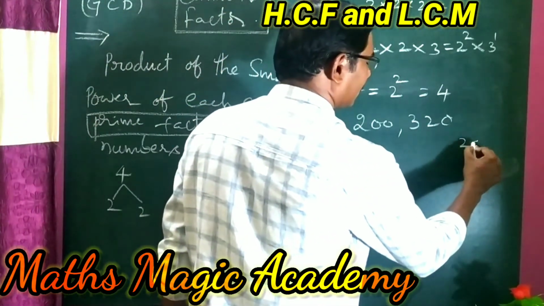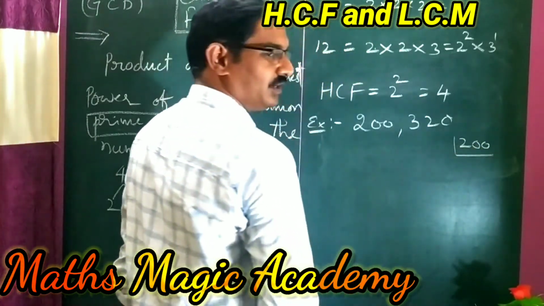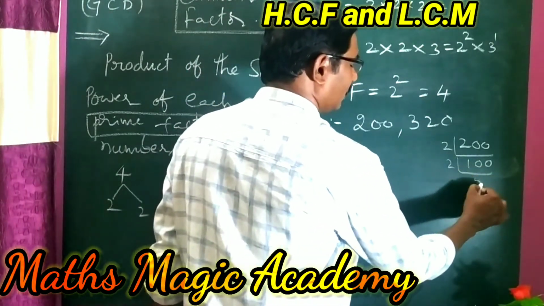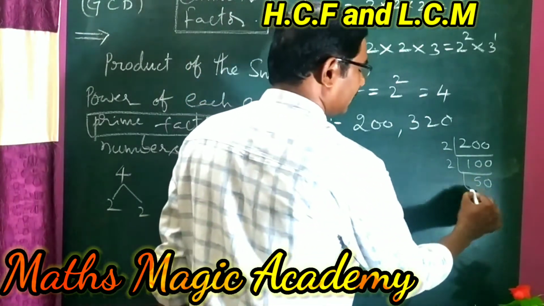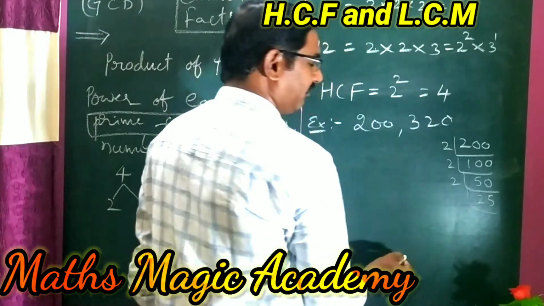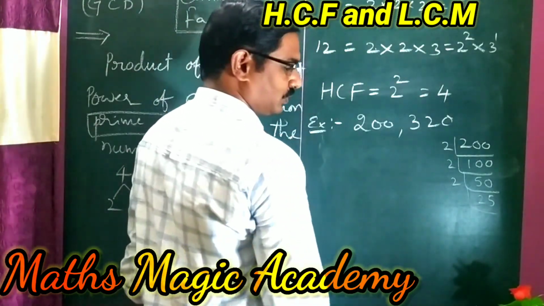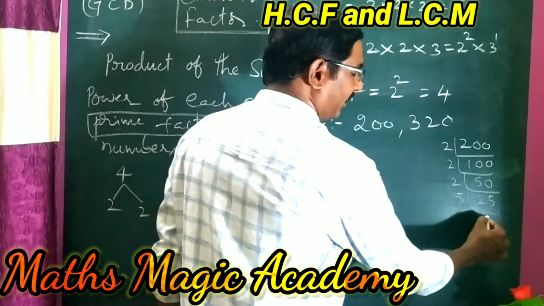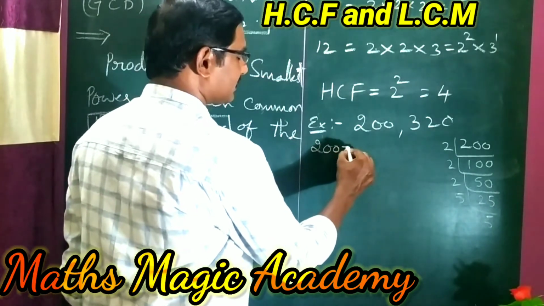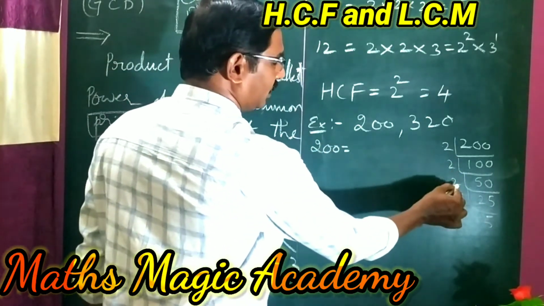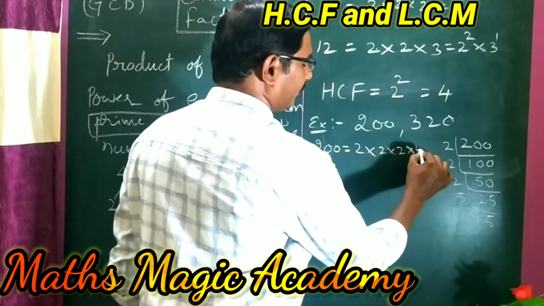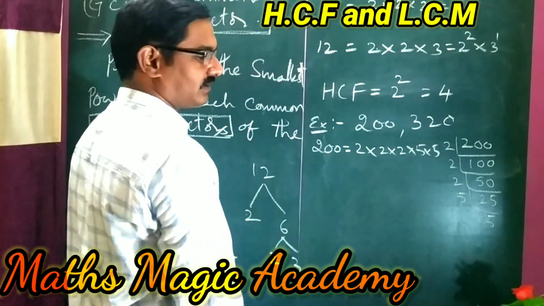Suppose you are taking 200. I am doing it with 2 first: 2 hundreds, and next 2 fives are 10 and 0, 2 fifties, and next 2 twenty-fives. Now here 25 will not be divided by 2, so I will go for 5. 5 fives are 25. So I can write 200 as 2 into 2 into 2 into 5 into 5. Is it or not?